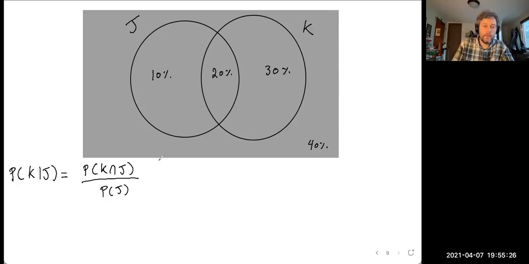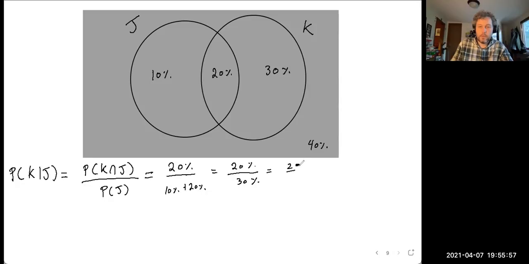Okay, so hopefully that is clear by now. So the probability of K and J is the intersection. That's going to be that 20% there. And the probability of J is 10% plus 20%. So 20% divided by 30%. Well, I could write 20 over 30, cancel the zeros, 2/3. Okay. Not too bad.